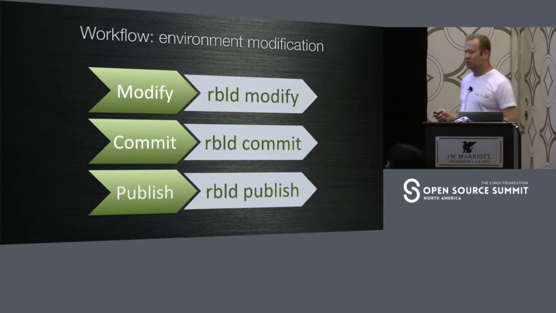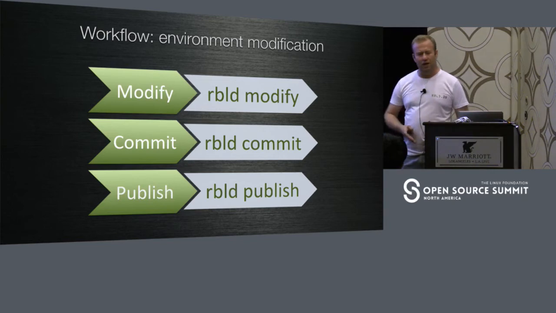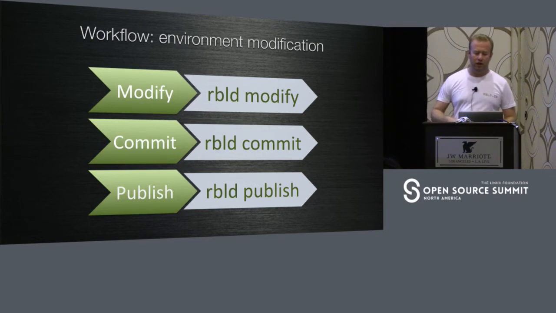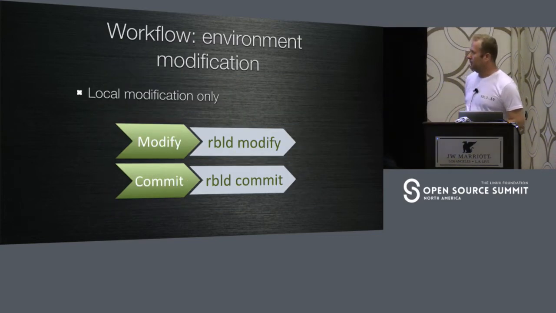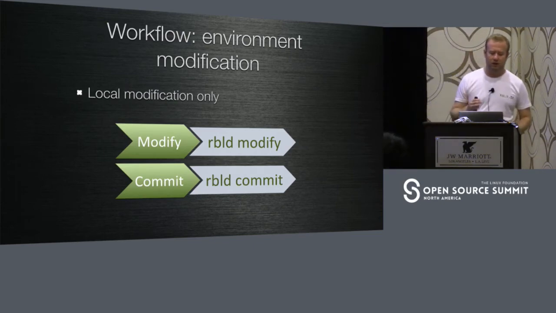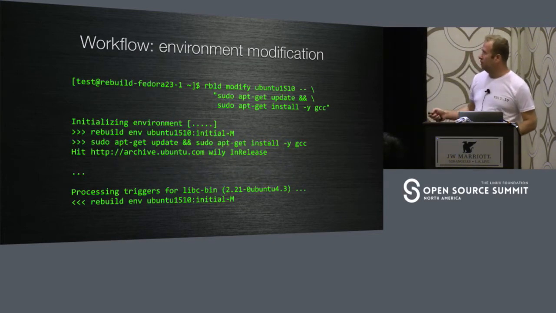Now, in case you want to modify your environment, you have a little bit different process. When you run rebuild modify with your environment name, you can add packages or update packages in your environment. You can change environment variables if you need. And then you can commit your environment locally, and then you can publish it into the repository. If you want to work only locally, then you just run rbuild modify and commit. So this is an example of how you can do it.